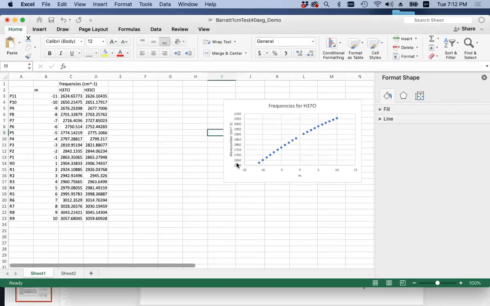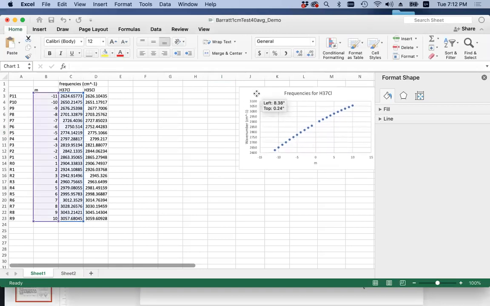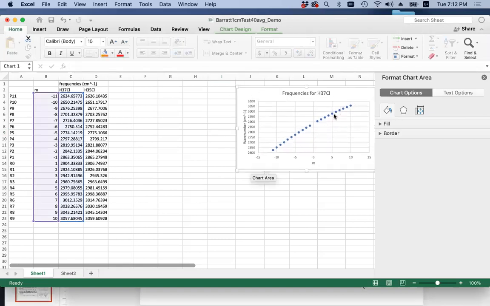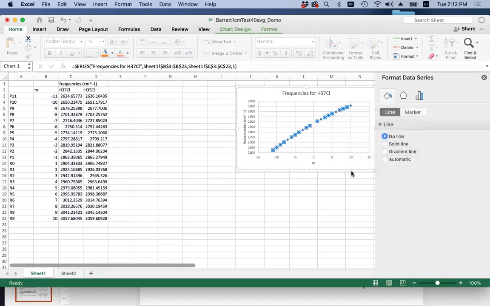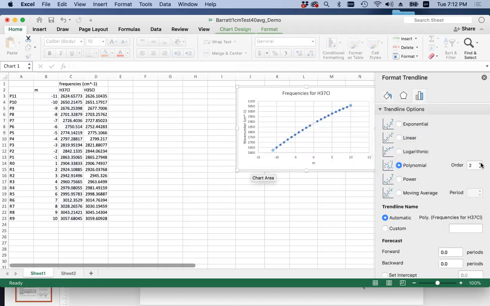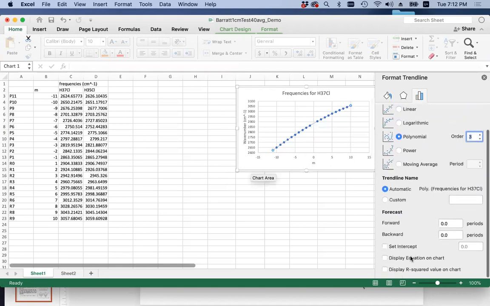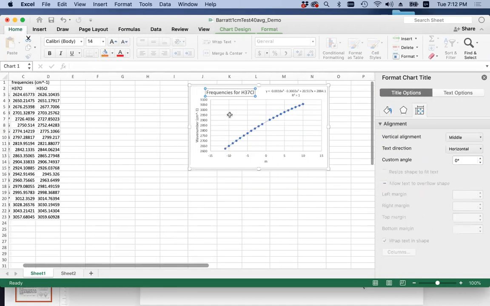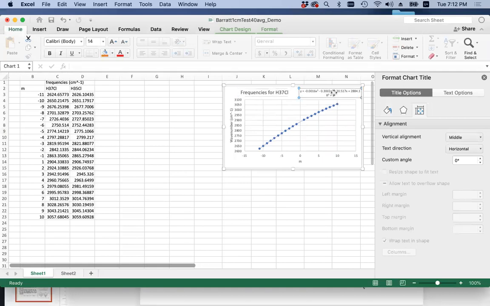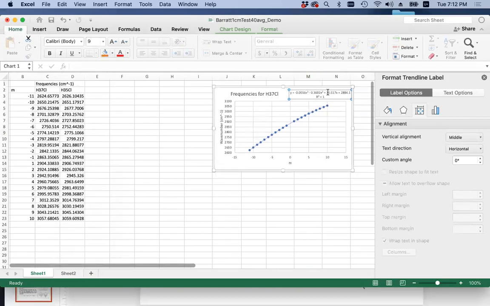Okay, so I'm going to take this data. I'll add a trend line. I'll choose a polynomial of third order, put the equation and the R² value on the chart. That way we know which constant is which. Okay, I could add more significant figures if I want. I don't need to right now.